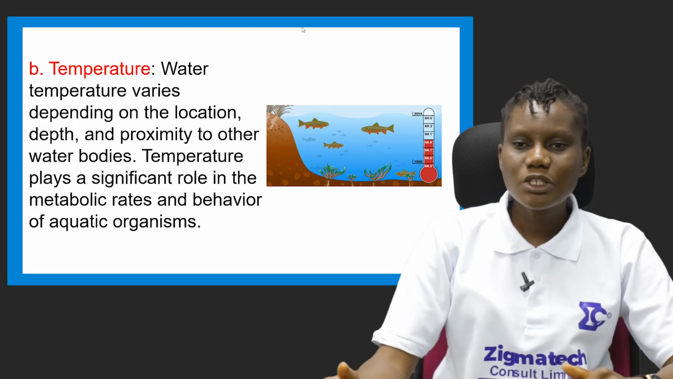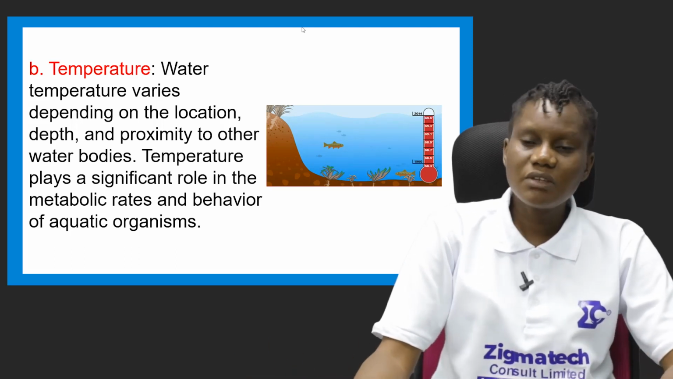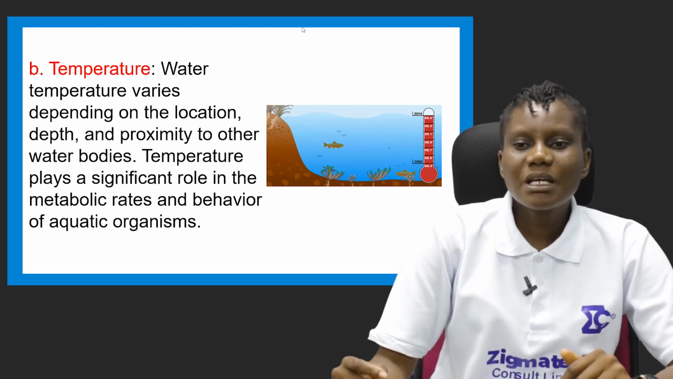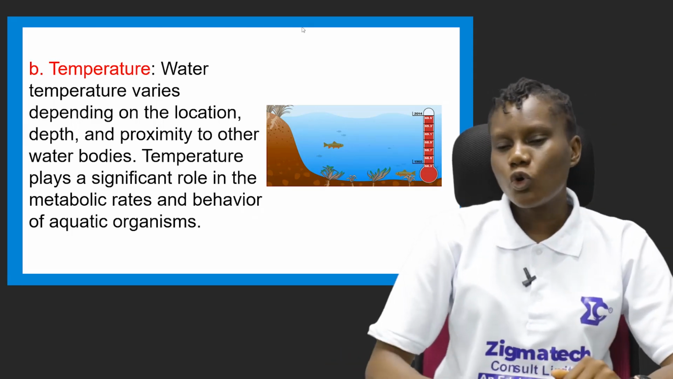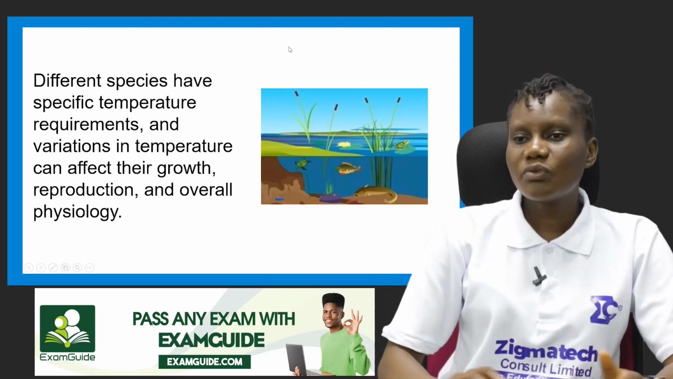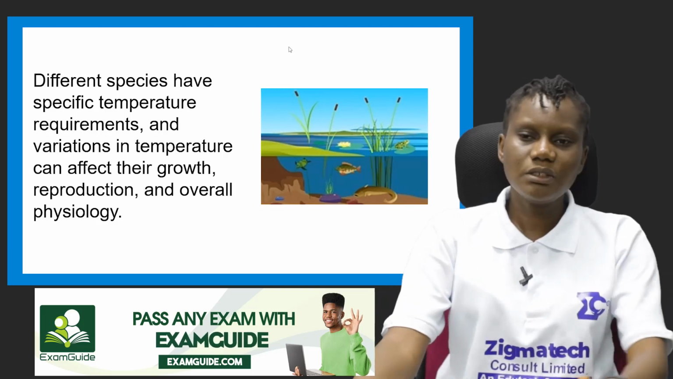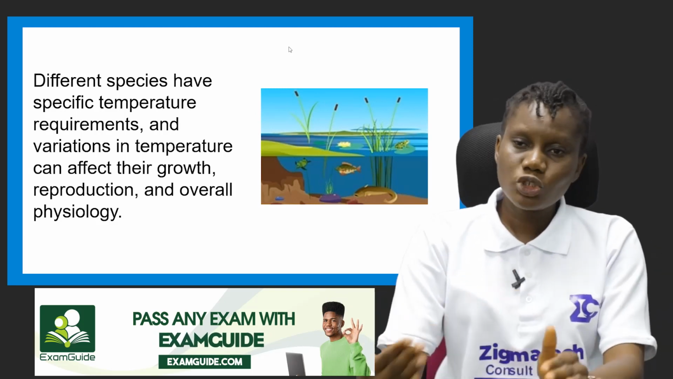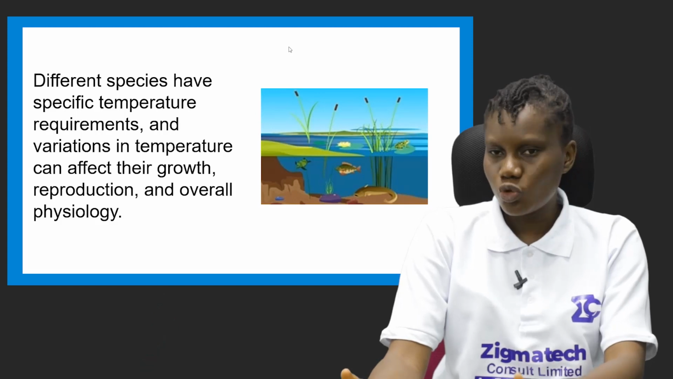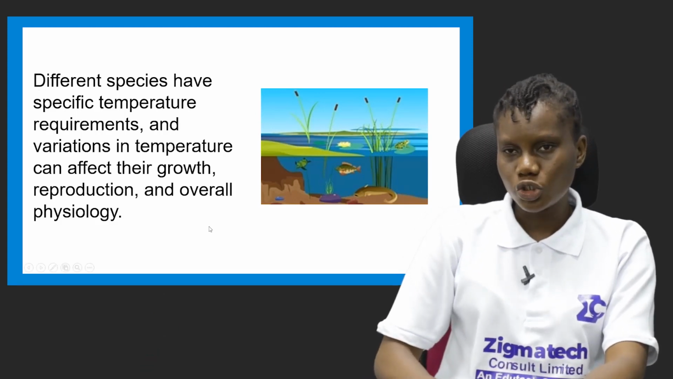And also proximity to other water bodies. Temperature plays a significant role in the metabolic rates and behavior of aquatic organisms. Different species have different temperature requirements, and variations in temperature can affect their growth, reproduction, and overall physiology.